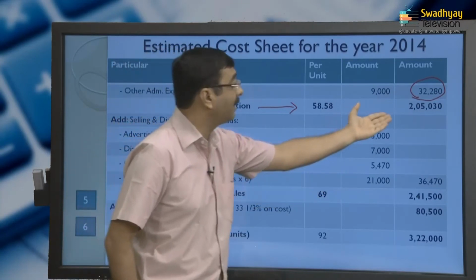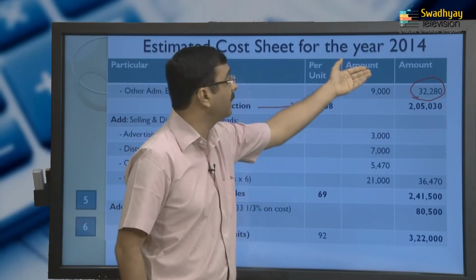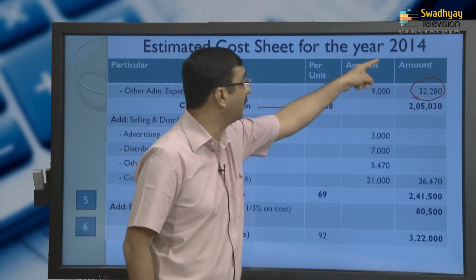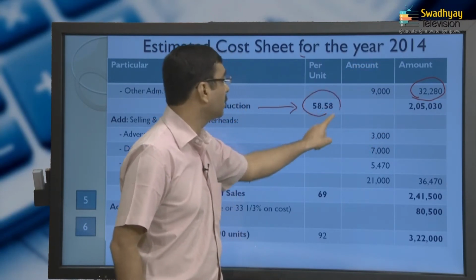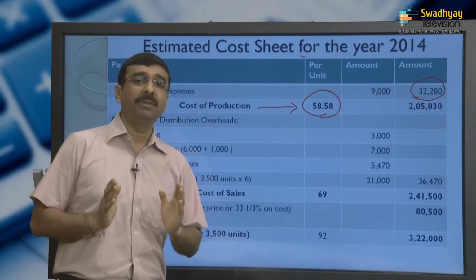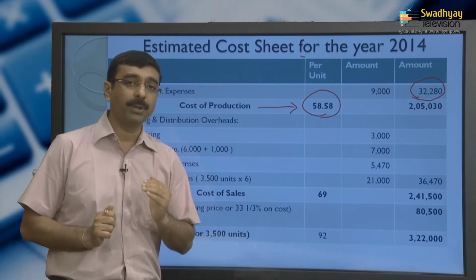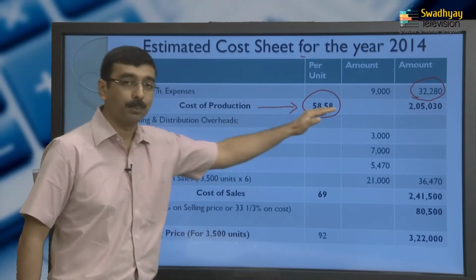Again, it is divided by 3,500 units because we are manufacturing 3,500 units in 2014. Divided by this, your per unit cost comes to 58.58. So this is your cost per unit and this is your cost of production.